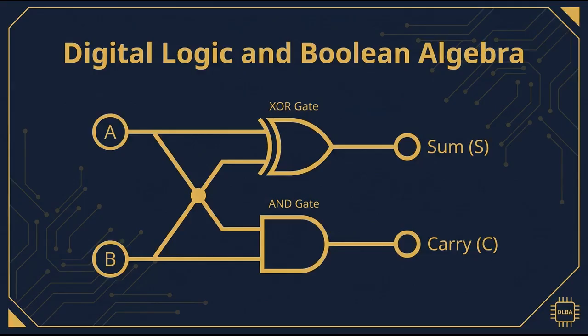Interestingly, you can build any Boolean function using only NAND gates or only NOR gates, which is why they are called universal gates. In Boolean algebra, simplification is key. For example, using the absorption law, the expression A plus A and B simplifies simply to A. You also need to know De Morgan's theorem, which states that the complement of a product is the sum of the complements, meaning not (A and B) equals not A or not B, and vice versa.